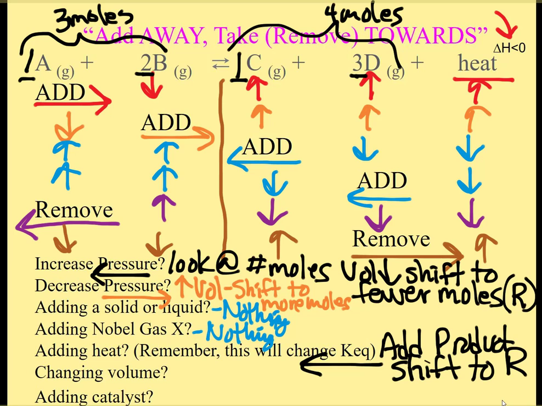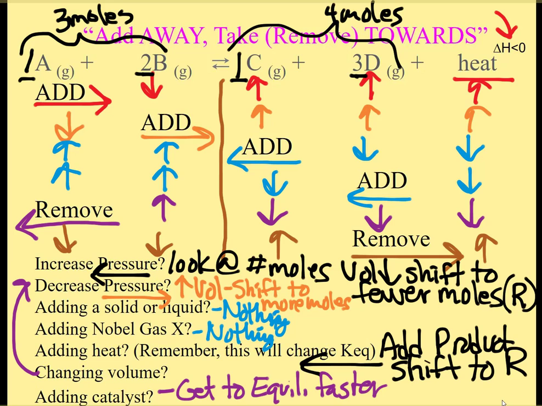And the next one, changing the volume. Well, refer back to the pressure. So if you change the volume, that means you're changing the pressure. So you want to follow those rules. So increasing the pressure would decrease the volume, so therefore shift towards the side with fewer moles. And vice versa. Adding a catalyst, all this does is you get to equilibrium faster. So it won't affect any shifts. You'll just get to whatever the equilibrium is faster.